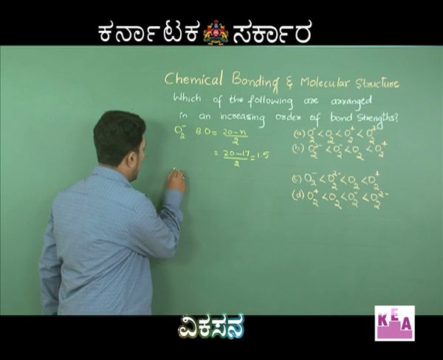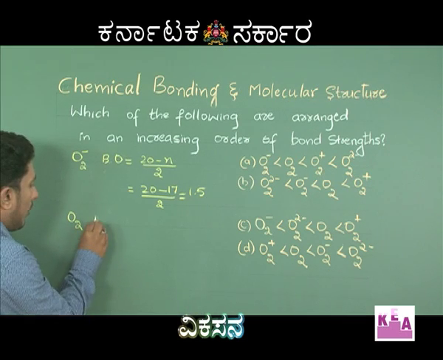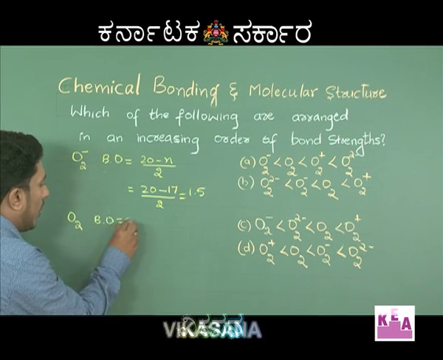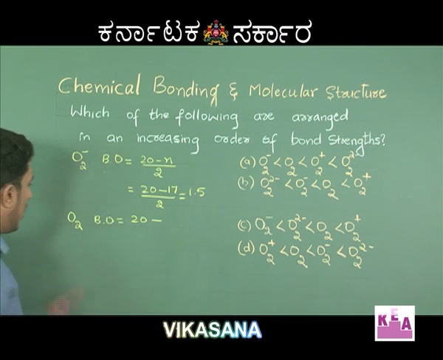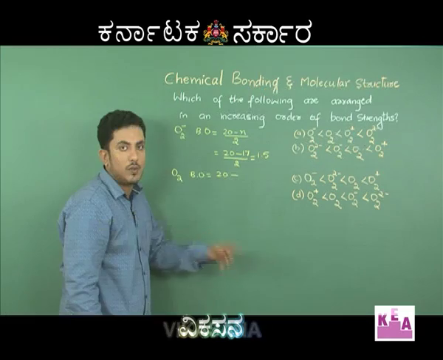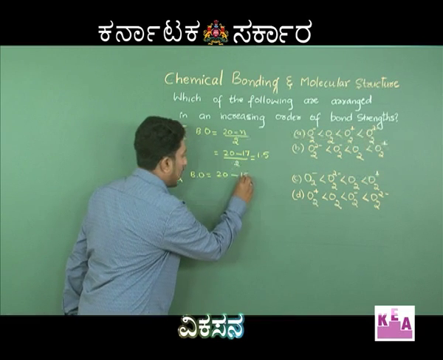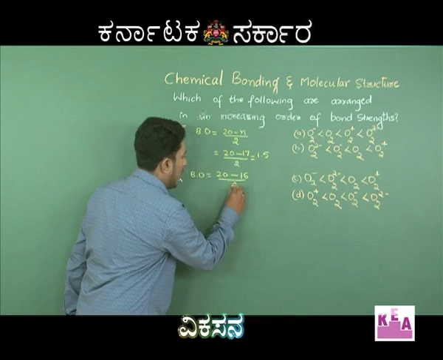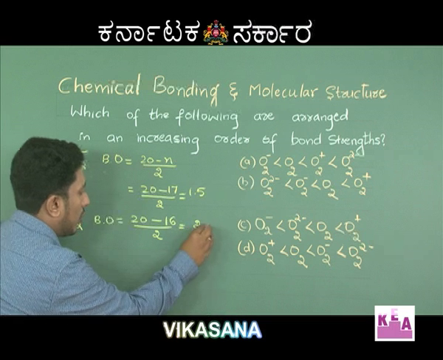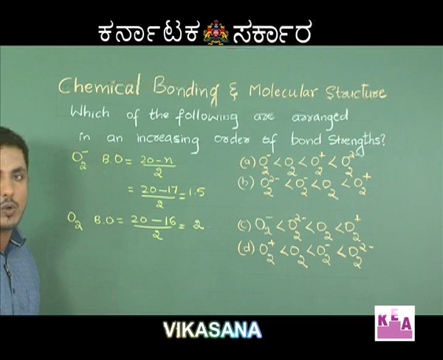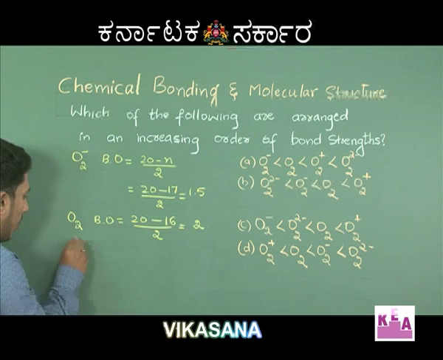We'll move on to O2. The O2 bond order is equal to 20 minus 16 by 2. Oxygen contains 16 electrons, 8 with one oxygen atom and 8 with the other oxygen atom. 4 by 2 is equal to 2. The bond order of oxygen is equal to 2. Next one is O2 plus.